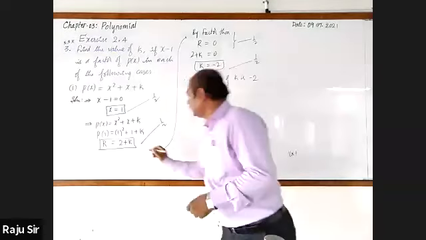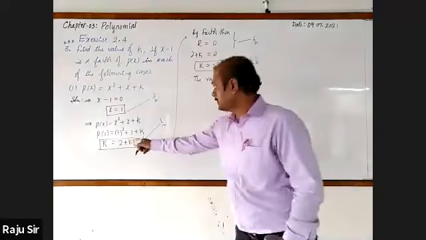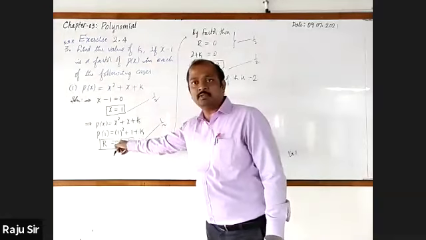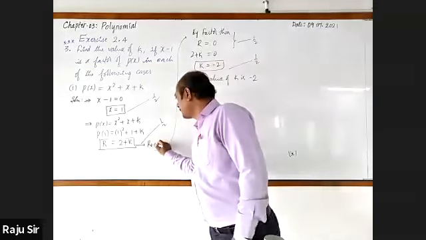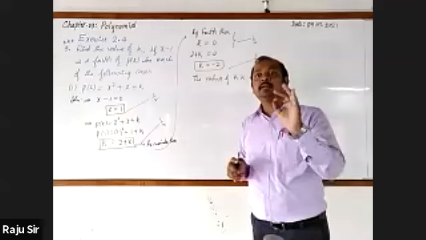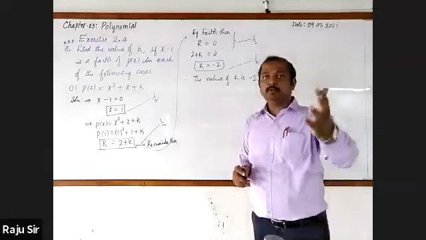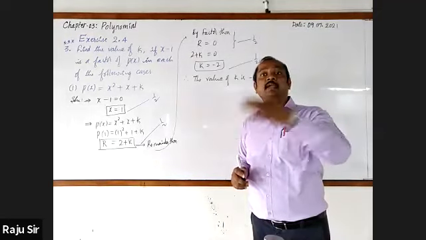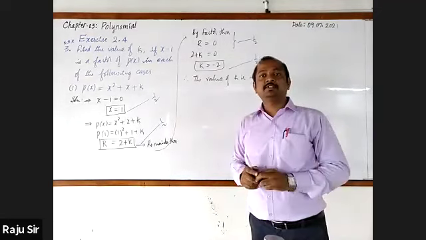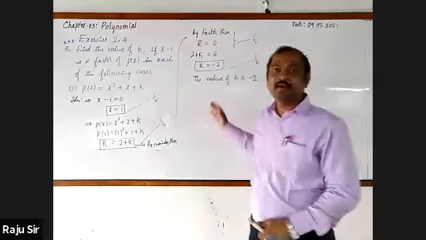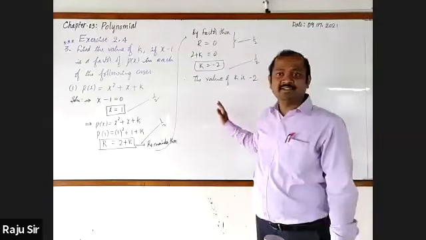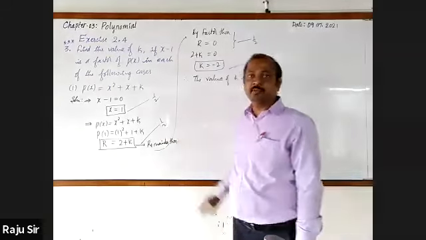And if you want to give a bit more information, here you can write r is equal to 2 plus k. This has been taken as remainder because... If you write this much information, nobody can cut any mark. Your paper may be evaluated by any mathematics teacher, they must give full marks. Got it? These are the steps to be followed.